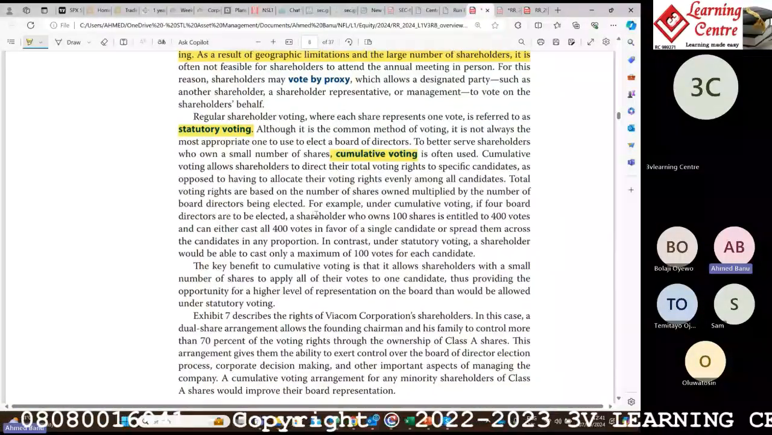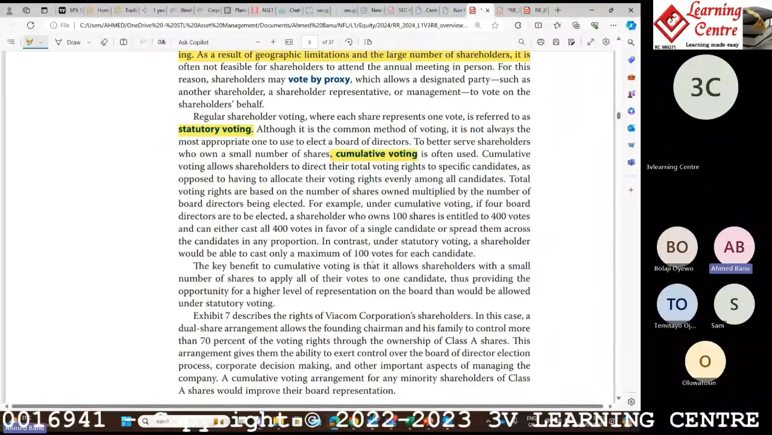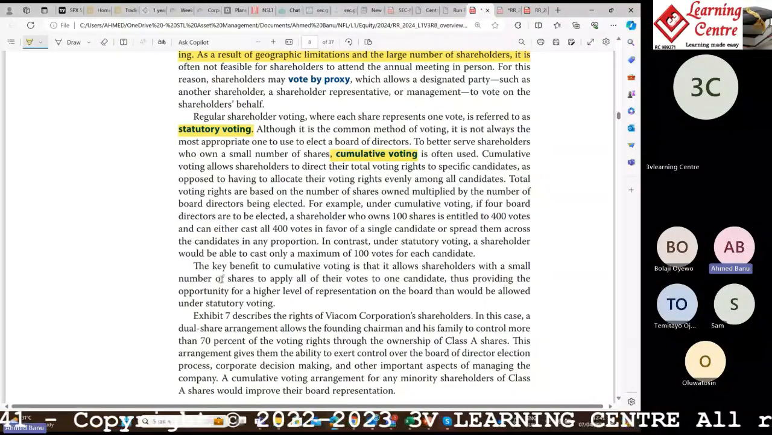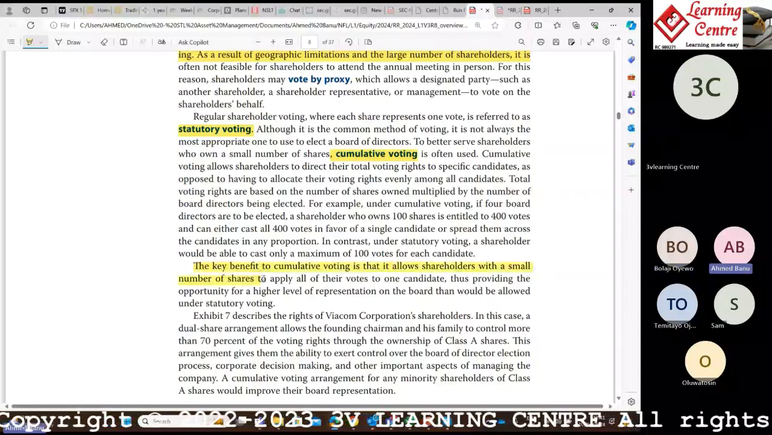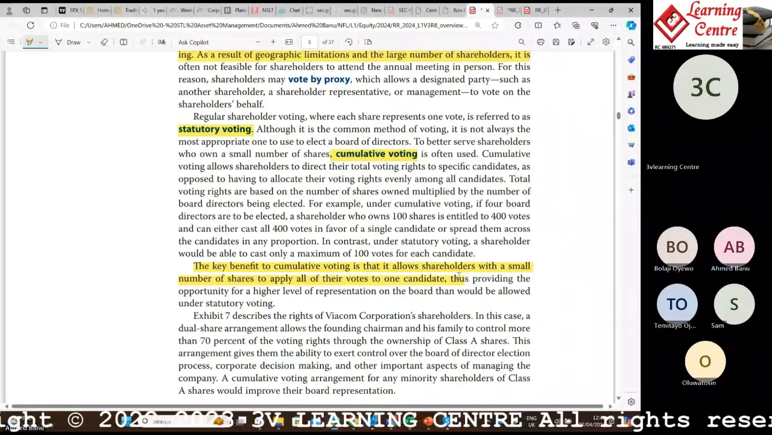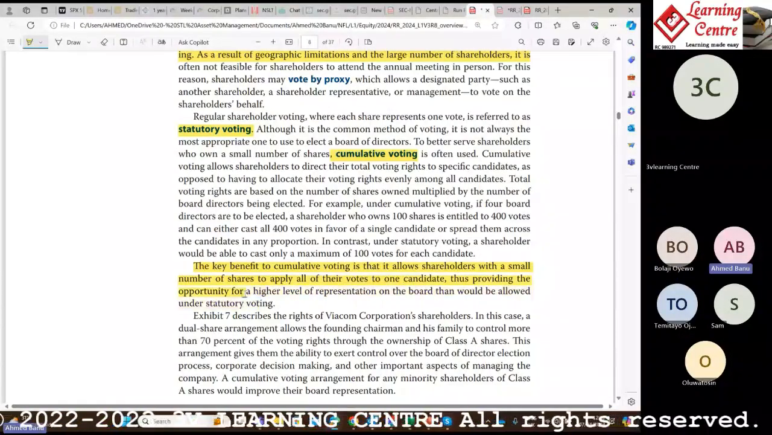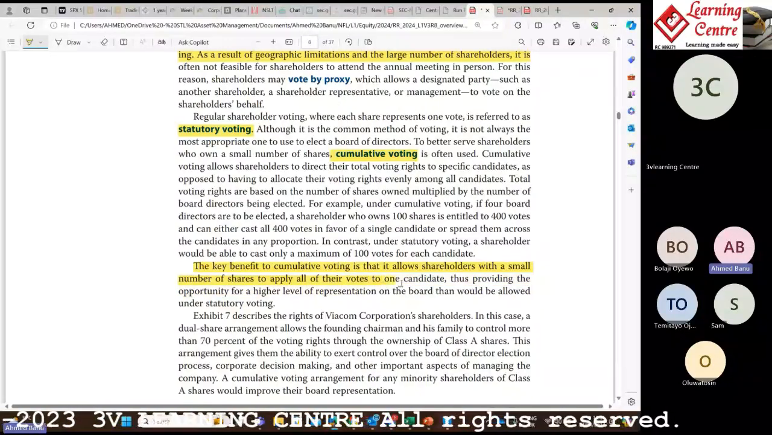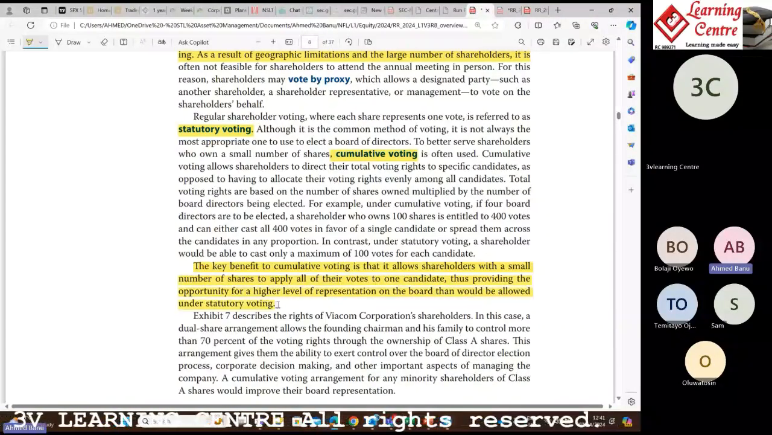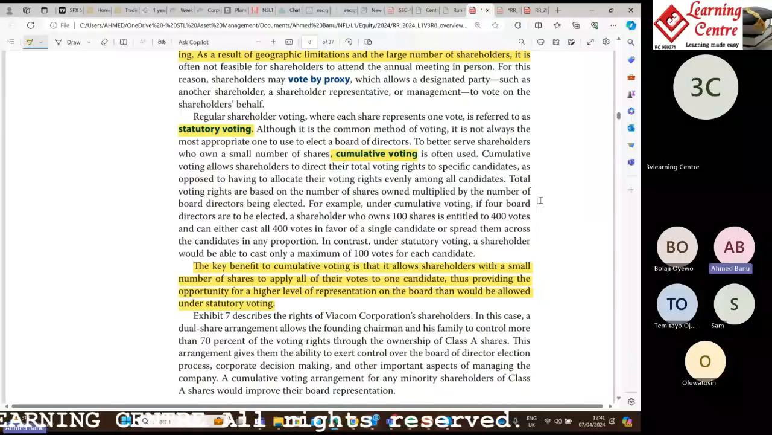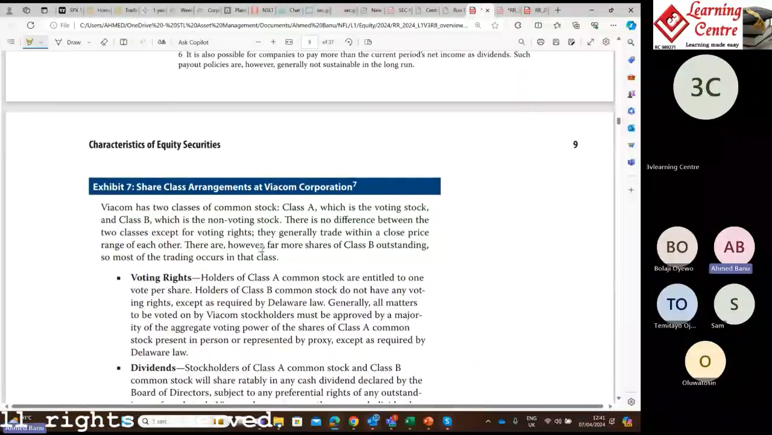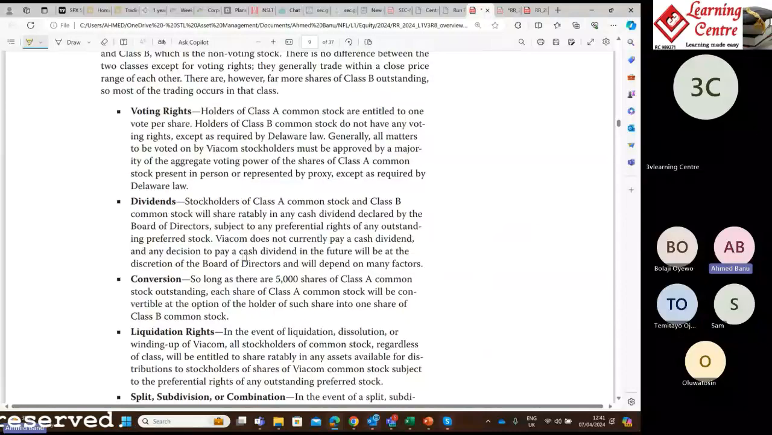So a key benefit of cumulative voting is that it allows shareholders with a small number of shares to apply all their votes to one candidate, thus providing the opportunity for a high level of representation on the board that would not have been allowed by statutory voting, which is what I just tried to explain to you. Okay, so moving on. Those are the types of voting: you have the statutory and the cumulative.